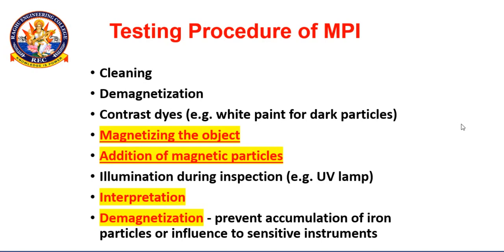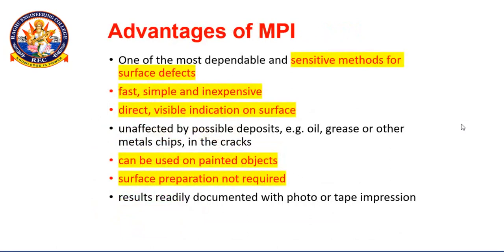Finally, demagnetization, because if you use that magnetized product as a component in any other equipment or machinery, there may be a problem with the production process. So the first step is demagnetization, and the last is also demagnetization. These are the steps involved in the MPI process. I don't want to go in depth, I just want to give a brief overview. And next is the advantages of MPI.